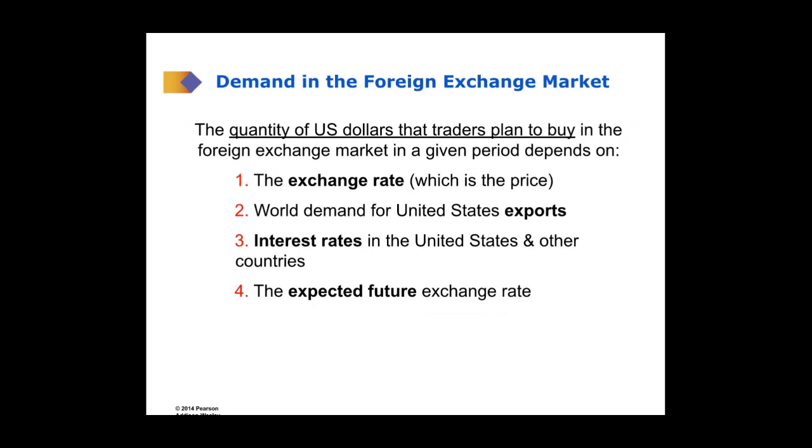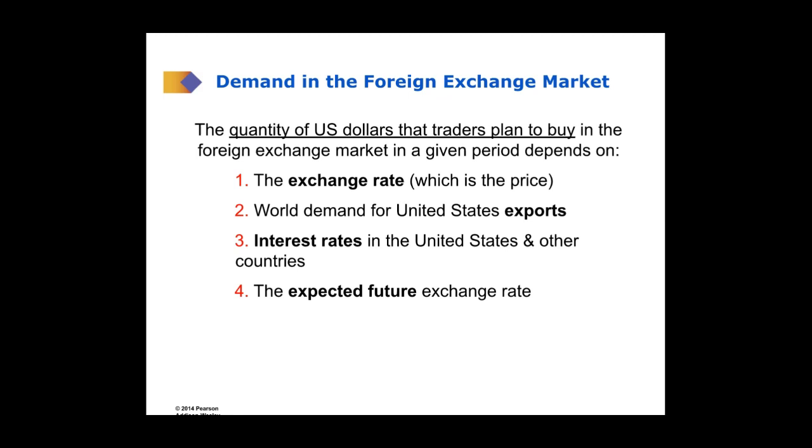So let's look at the demand for a currency in a foreign exchange market. And the demand is really the quantity of dollars that traders and people plan to buy in a given period of time. And it depends on a number of factors. It depends on the exchange rate, which is the price. Demand always depends on the price. Because of the law of demand, the higher the price, the higher exchange rate, the less is demanded. And the lower the exchange rate, the more is demanded. Well, demand for currencies also depends upon the demand for a country's exports.